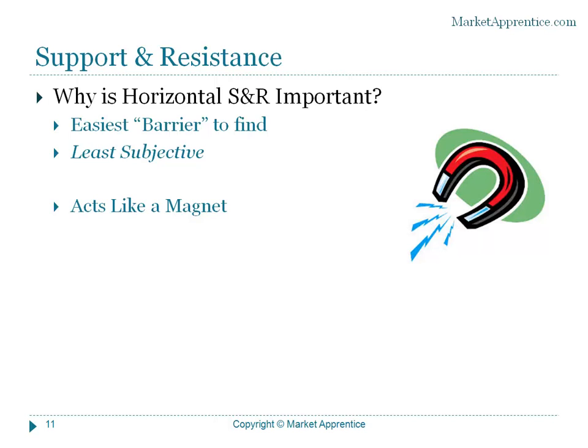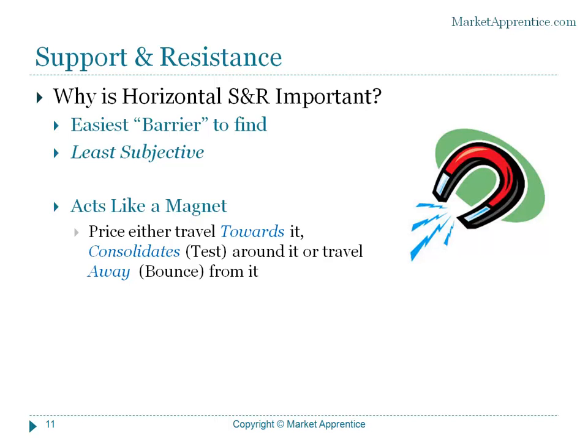It acts like a magnet. Like other support and resistance, price travels towards it, consolidates around it, or travels away from it. For example, if you have a horizontal level here, when price goes near the level, it moves away, that's what we call a bounce. In case I forget, a break is when price moves near it and then goes beyond it. That's what I mean by a break.